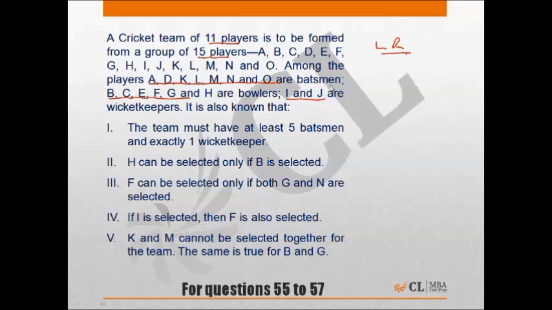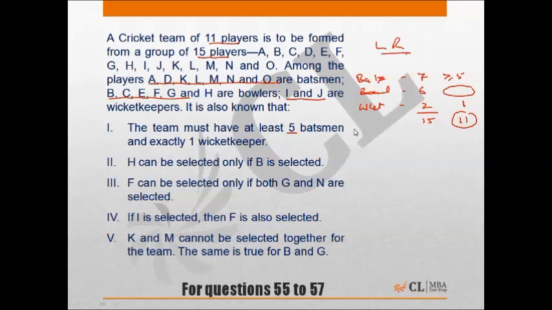So three classes of people: batsmen, bowlers and wicket keepers. We have 2 wicket keepers, 6 bowlers and 7 batsmen. So a total of 15 people, out of which 11 have to be selected with the conditions given below. The team must have at least 5 batsmen and exactly 1 wicket keeper. So one has to be a wicket keeper. Batsmen have to be greater than or equal to 5, and hence the remaining will have to be the bowlers.